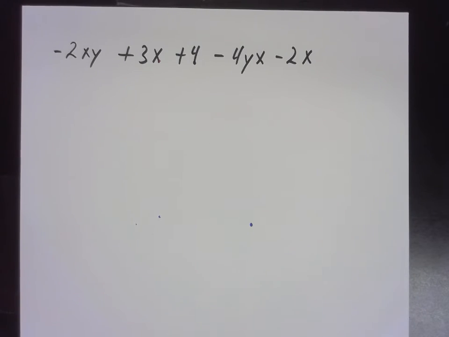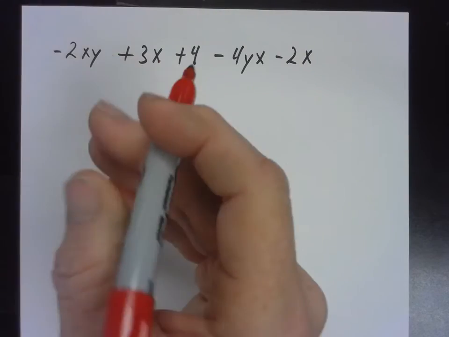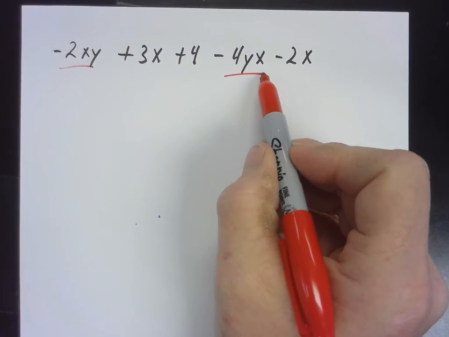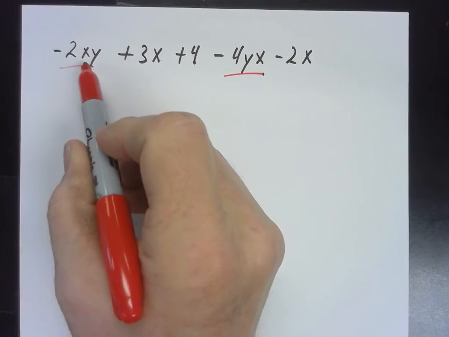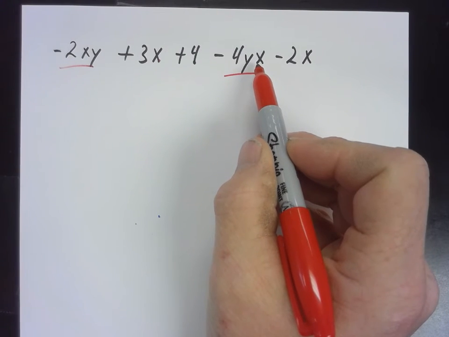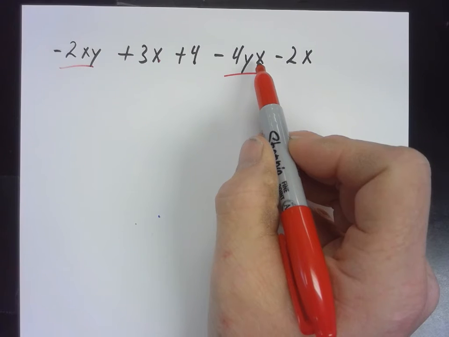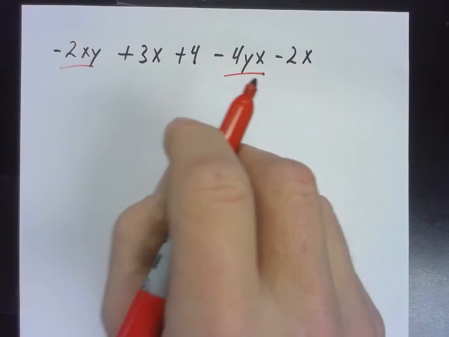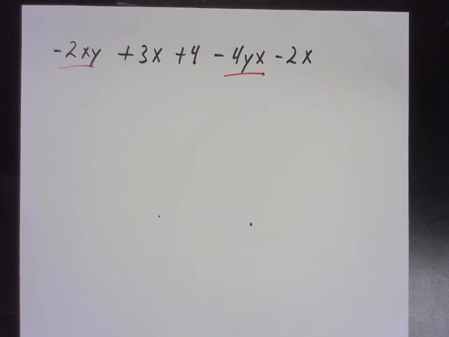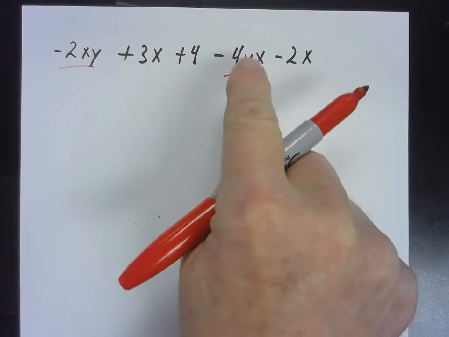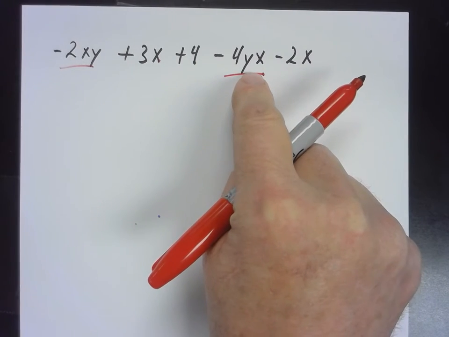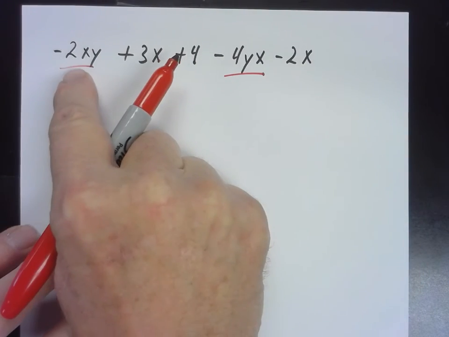You got it? What do you think? Are these like terms? Now one's xy and the other one's yx. So even though this one's x times y and this one's y times x, that's okay? All right. And so -2 and -4?